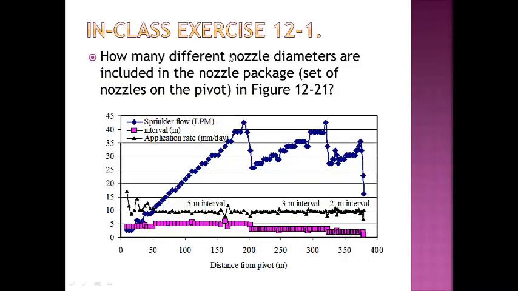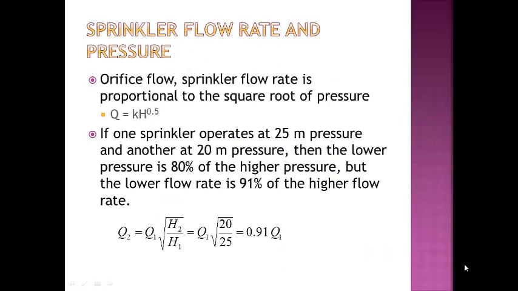So I already answered this question: how many different nozzle diameters are included in the nozzle package? Well, you'd count up, and this is 22 different flow rates. One of the rules of thumb in irrigation is that you should only have 20% pressure variation between sprinklers. For example, if one sprinkler operated at 25 meters pressure, you wouldn't want another operating at less than 20 meters pressure. And the reason for that is the orifice equation.